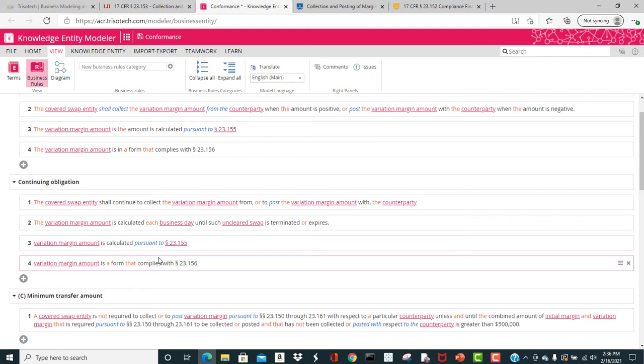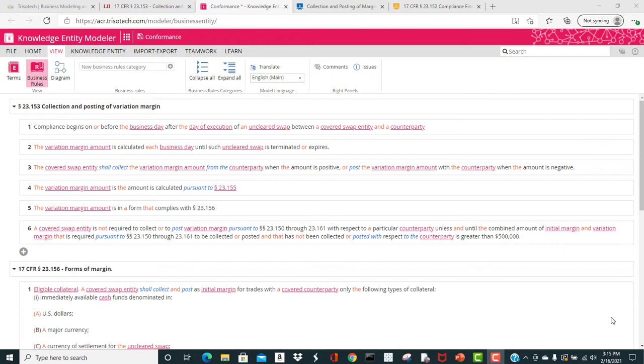So we have some obvious redundancies here. The calculation pursuant to 23.155 is redundant. We don't need two rules for that. And in a form that complies with 23.156 is another redundancy. I would also argue that collecting or posting the variation margin amount with the counterparty is another redundant business rule. So I'm going to go ahead and collapse it down to eliminate these redundancies.